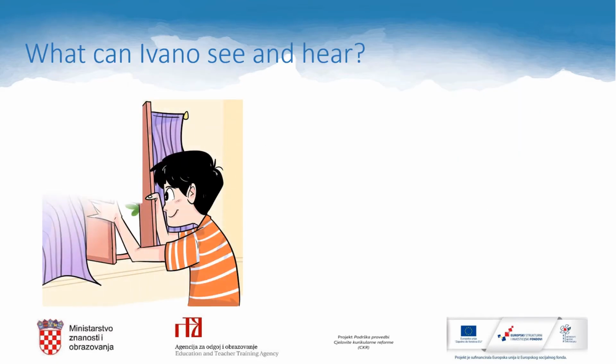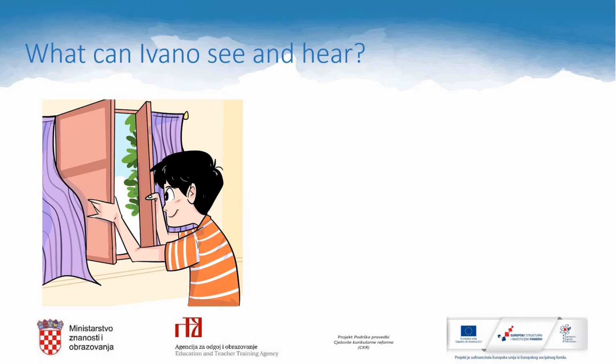Ivano is looking out of his window. He can see his street. Let's see what else he can see and hear. Listen carefully.